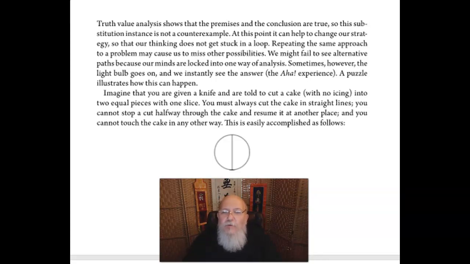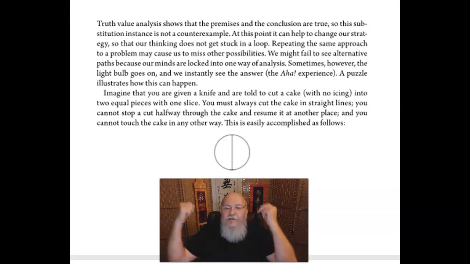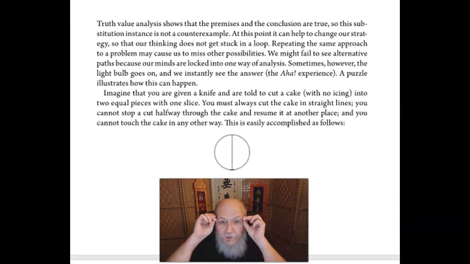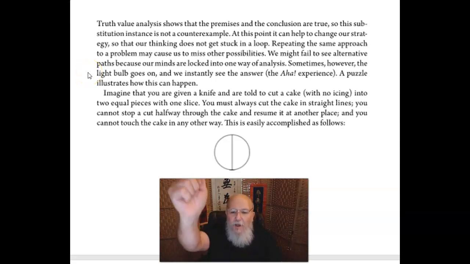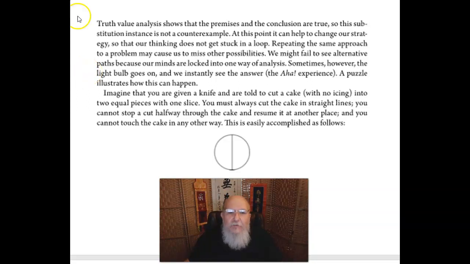Sometimes, however, the light bulb goes on and we instantly see the answer, the aha experience. A puzzle illustrates how this can happen. Imagine that you're given a knife and are told to cut a cake with no icing into 2 equal pieces with 1 slice. You must always cut the cake in straight lines. You cannot stop a cut halfway through the cake and resume it at another place, and you cannot touch the cake in any other way. This is easily accomplished as follows. Cut that sucker in half.